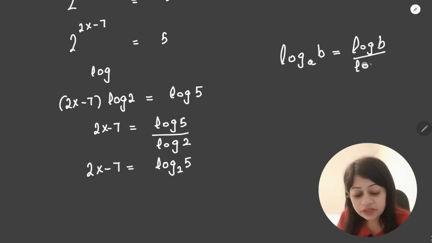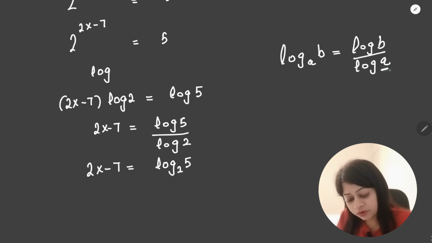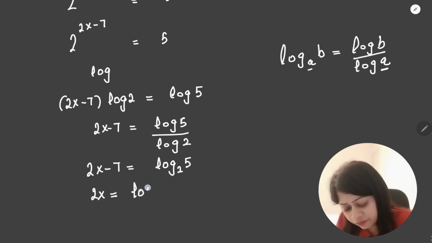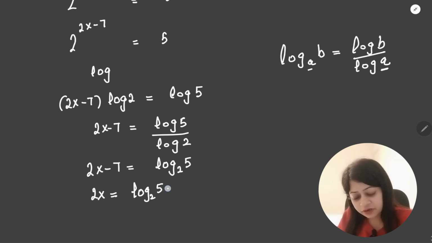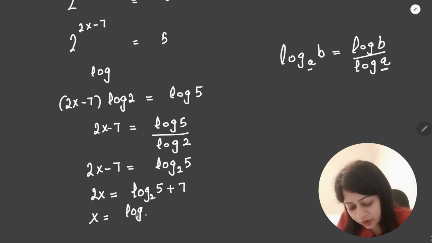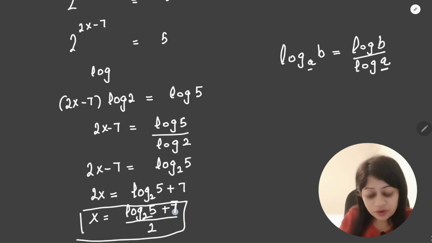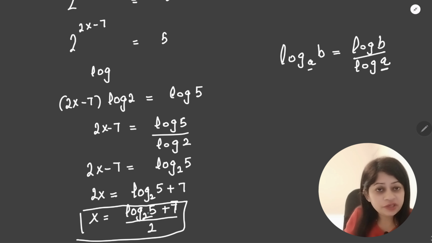So I wrote this a as base. Okay. So 2x is equal to log to the base 2 of 5, and this 7 will add in this term, and then x is equal to log to the base 2 of 5 plus 7, by 2. Either you can leave the answer here, or you can find out the value of log if you are provided a log table, and then substitute it here.